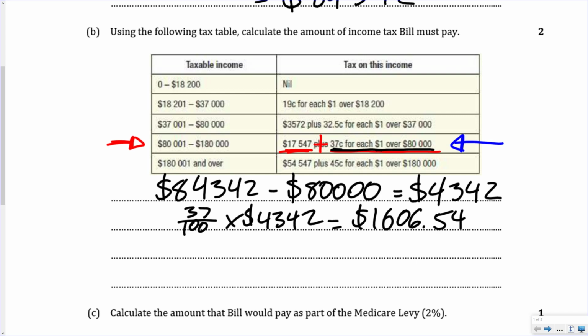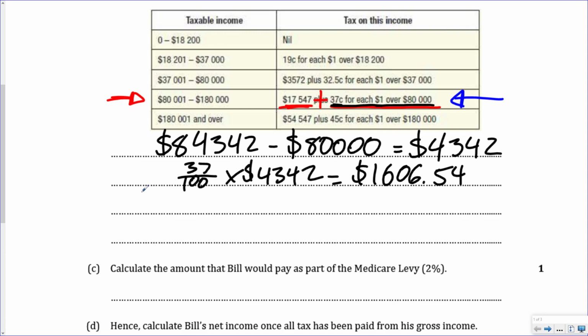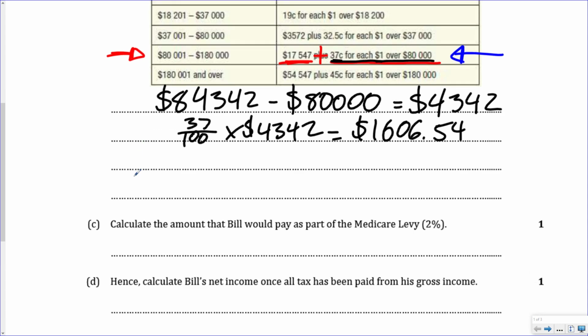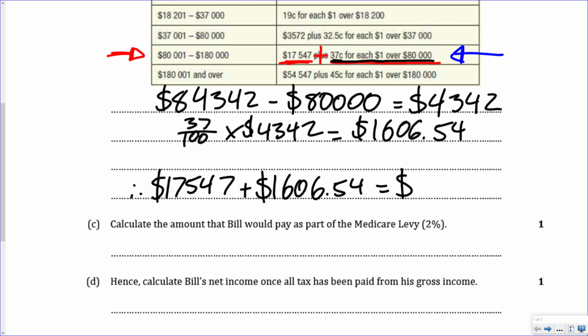Then that's not the total amount of tax this person needs to pay, because of course we've got to read this whole tax rule. It's going to be 17,547 plus that amount. So therefore, we have our 17,547 plus 1606.54, which equals $19,153.54. So this is how much this person is paying in tax.